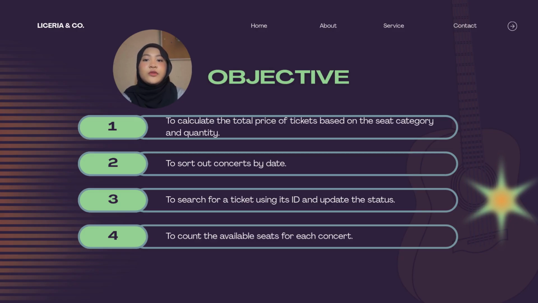The third objective is to search for a ticket using its ID and update its status. Through this function, users can quickly locate ticket information and manage ticket records efficiently. The fourth objective is to count the available seats for each concert. This helps monitor seat availability and ensure that ticket sales are managed accurately without exceeding the venue capacity. In summary, these objectives are designed to make the concert ticket management process more efficient, organized, and user-friendly for customers.